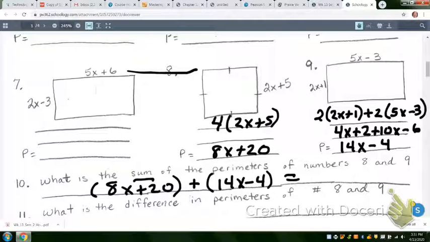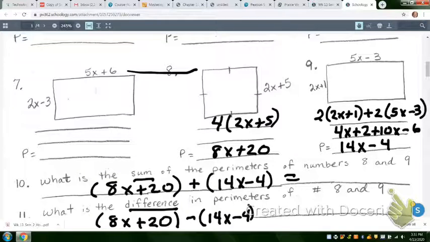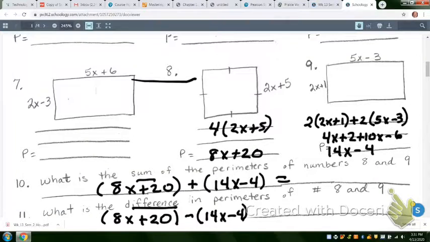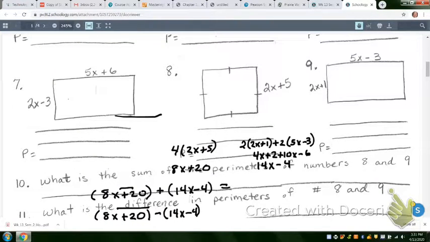Number 11 is a little bit different, a little bit tougher, and it asks you to find the difference. Well, remember, difference simply means to subtract. So I have the exact same problem I had before. Answer to number 8, answer to number 9, but this time, instead of adding, I have to subtract them. And remember, whenever you subtract, that means you have to change your signs. So if I've got to change my signs here, that means this is going to be a negative 14x, and this is going to be a positive 4.